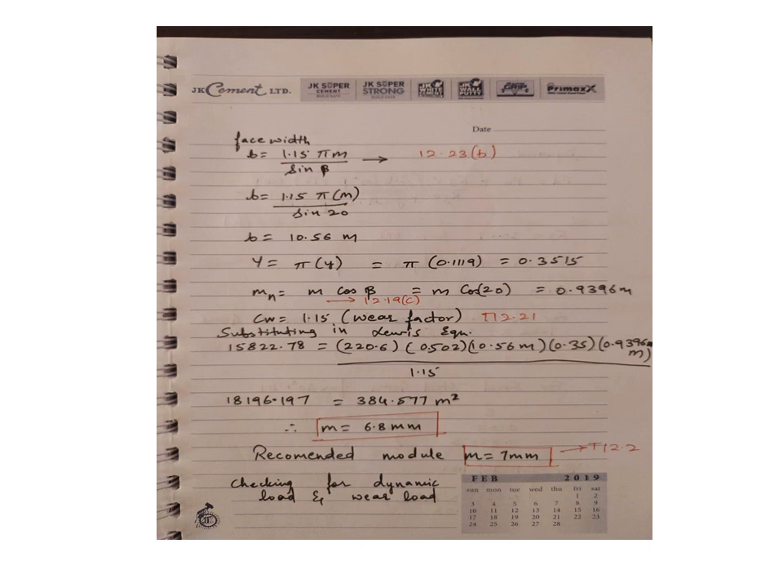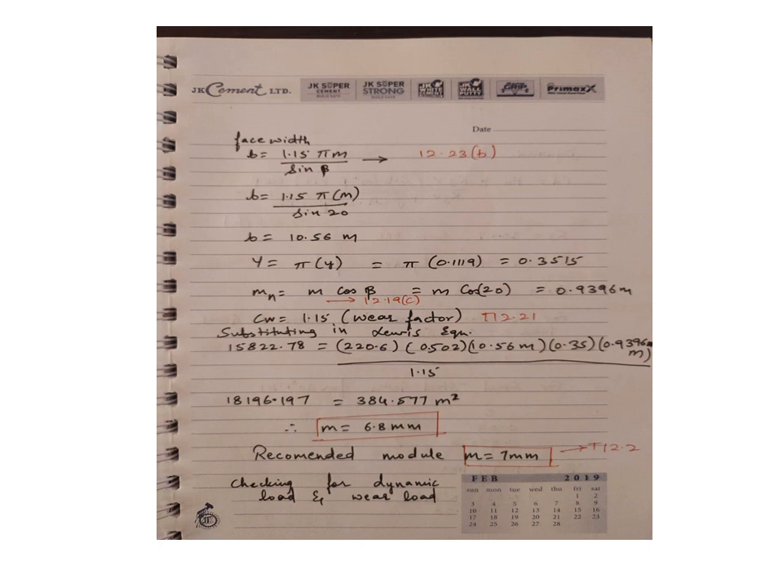0.3515. Whereas mn is the normal module, which is nothing but the module multiplied by cos of beta, where beta is the helix angle, m multiplied by cos of 20, which comes out to be 0.9396 times the module, that is m. Okay. Now Cw is nothing but the wear factor, which is selected from table number 12.21 from your data handbook.